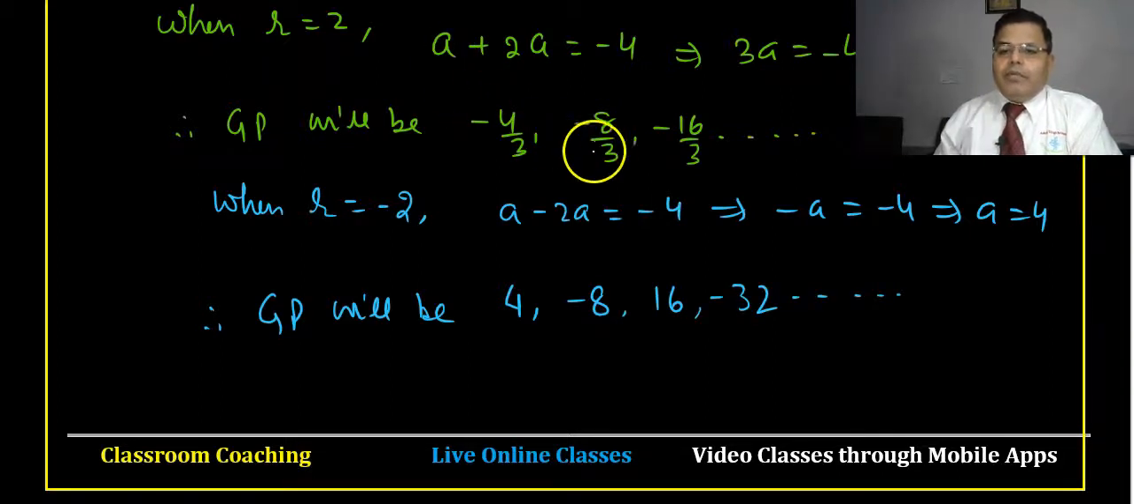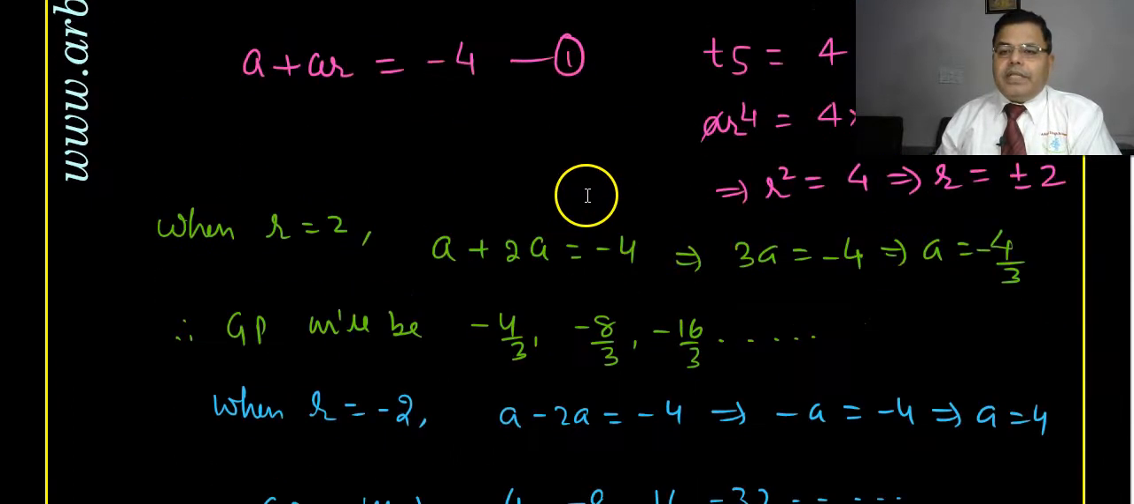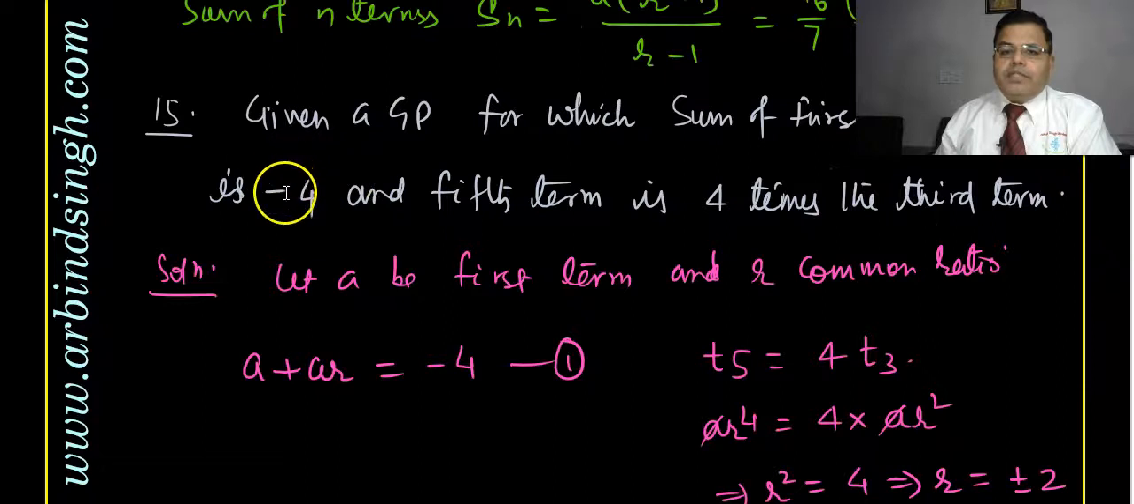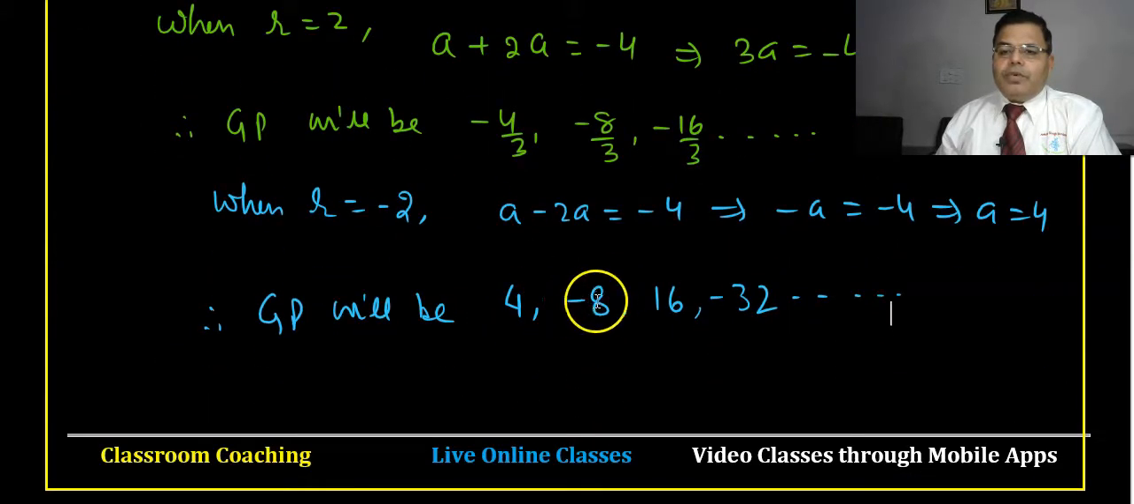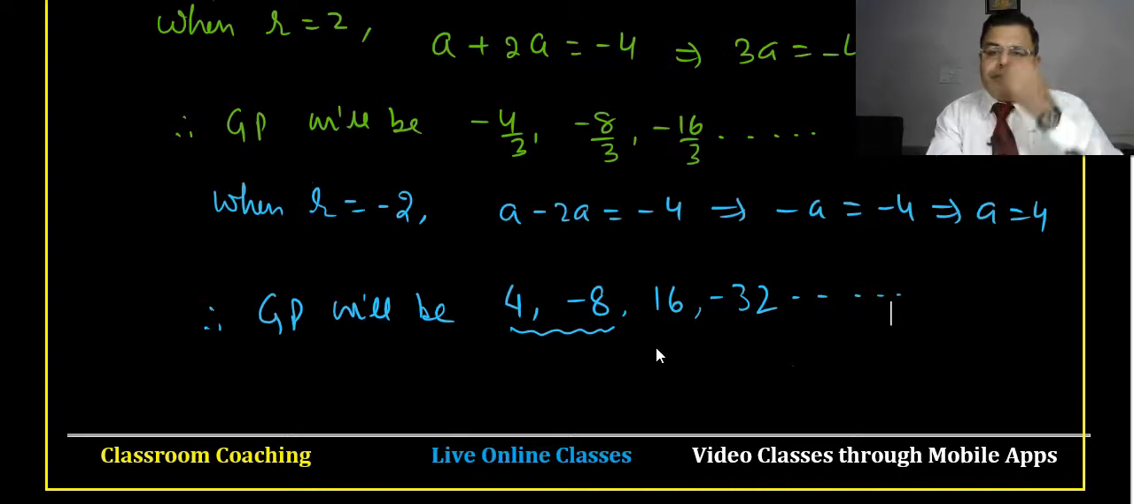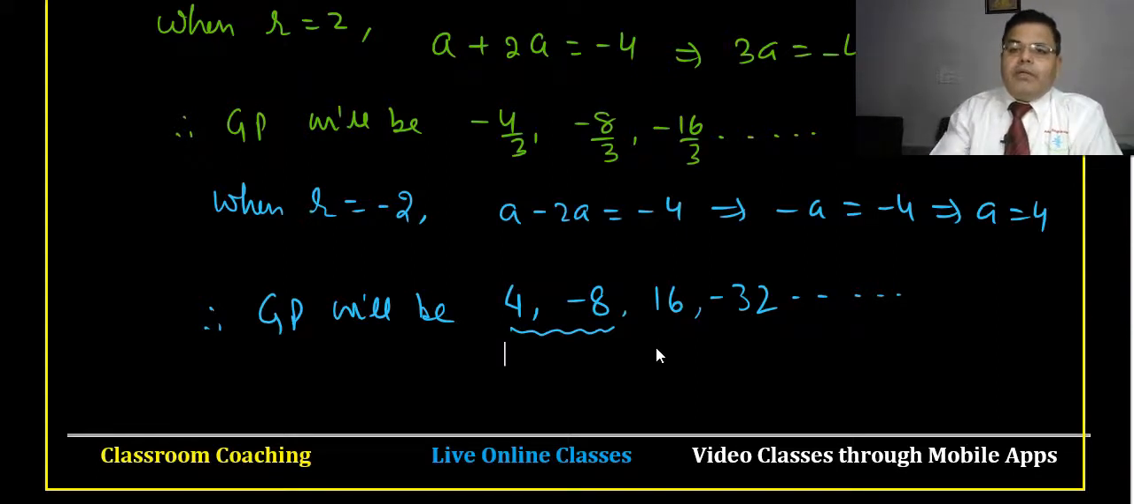Like this. Here, are both of them answers or not? Let us check whether the sum of the first two terms is minus 4 and the fifth term is 4 times the third term. So here the first two terms have sum minus 4, that is true. Fifth term will be 64, and 64 is 4 times the third term, that is also true. Now whether the other one will satisfy: minus 4 by 3 plus minus 8 by 3 is minus 12 by 3, and minus 12 by 3 is also minus 4, so both of them are satisfying, and therefore both of them are answers of this question.